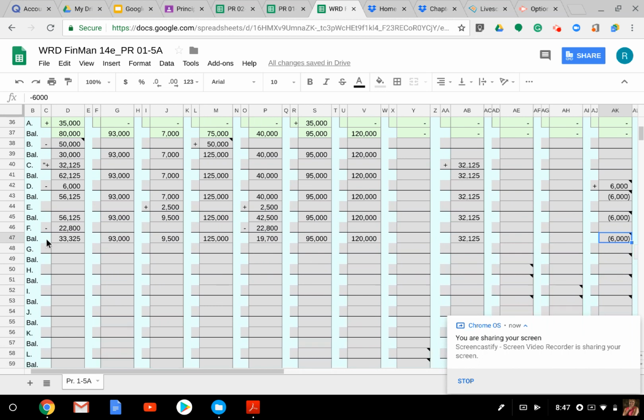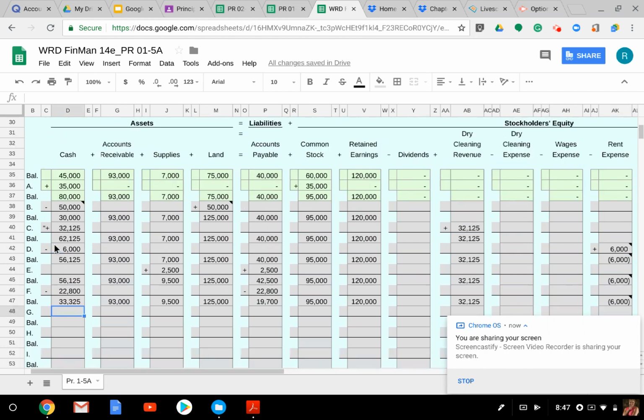Okay, so let's look at G next. So all your balance, this is how your spreadsheet should be filled out. In G, we charge customers for dry cleaning revenue on account. So our customer's account is accounts receivable. So we go here to accounts receivable, we're increasing it because we performed a service. What service did we perform? Dry cleaning service. So we're going to increase what they owe us by $84,750. They already owe us $93,000. So therefore, our customers now owe us $177,750.